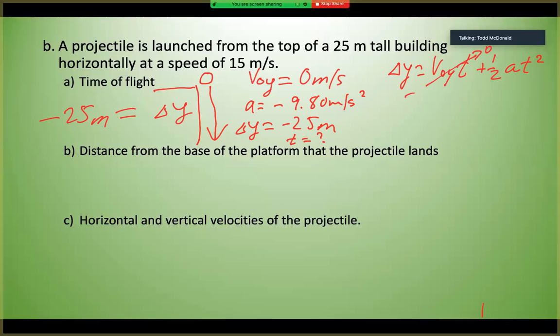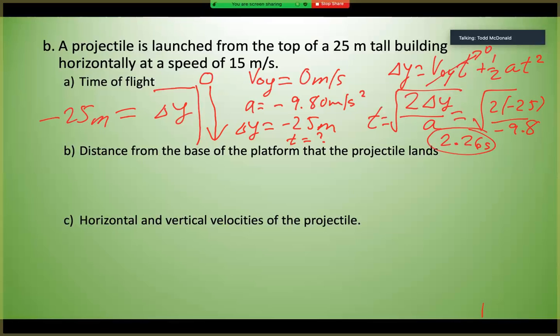We did this before. 2 times delta y divided by a, and then we're going to get t by itself. So we square root it. So I went through a couple steps here to get t by itself, and then I square root it. So we're going to take the square root of 2 times negative 25 meters over negative 9.8. And when we punch this into a calculator, you get 2.26 seconds. So that's how long it's in the air. That's how long it falls.